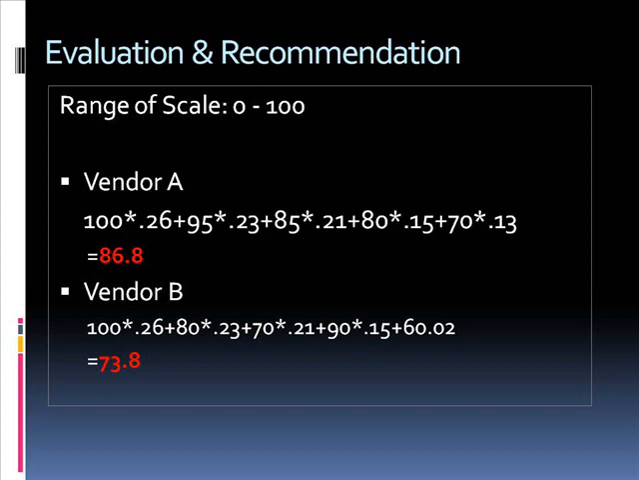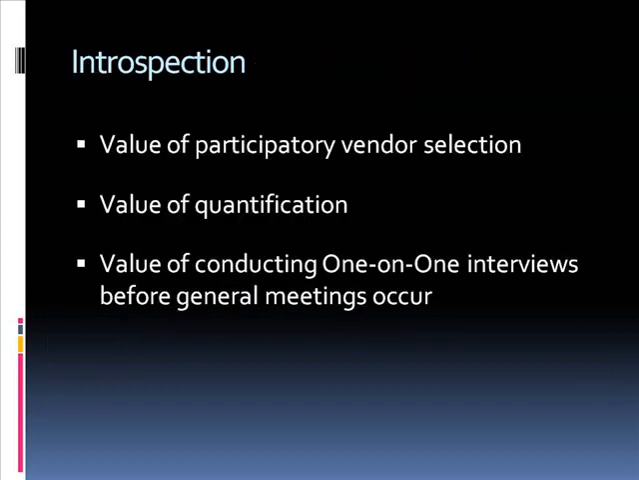Upon concluding evaluation, for each vendor, the overall score is calculated as the weighted sum of the attribute rating multiplied by the weight. With the range of 0 to 100, 0 being the worst and 100 being the best score, we can see the calculations for both Vendor A and Vendor B and see that Vendor A has a greater score of 86.8, which is closer to 100. Thus, a recommendation of Vendor A can be made as the vendor of choice.